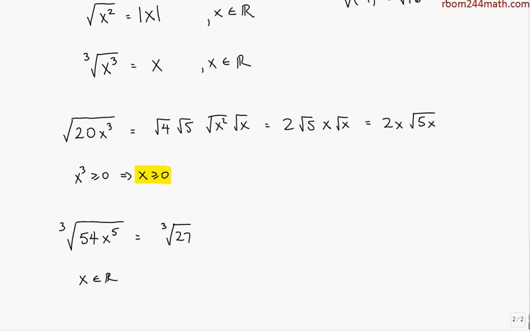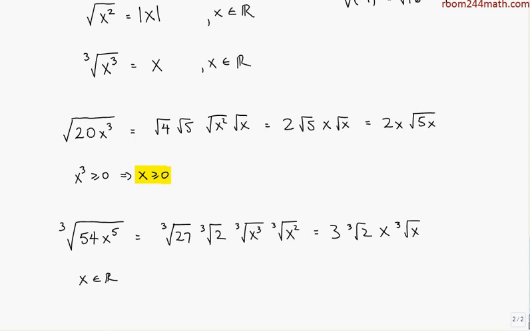So let's break this apart. We'll take the cube root of 54 and look for perfect cube factors. 27 is a perfect cube, and 54 is 27 times 2. So we can write this as cube root 27 times cube root 2. And then when you're trying to simplify x to the 5th, it's actually pretty easy because you're just looking for exponents that are multiples of 3. So cube root of x cubed, and that leaves you with cube root of x squared.